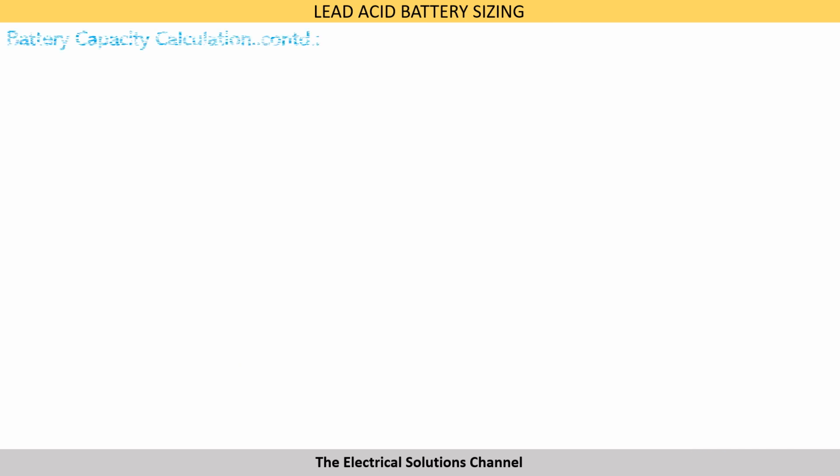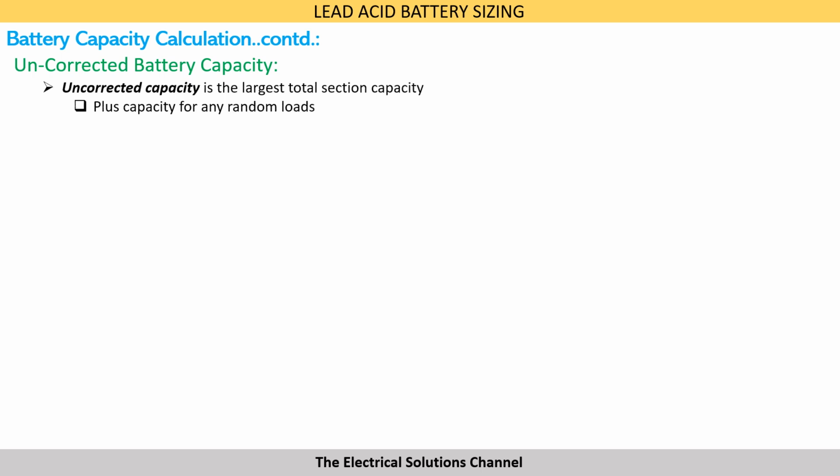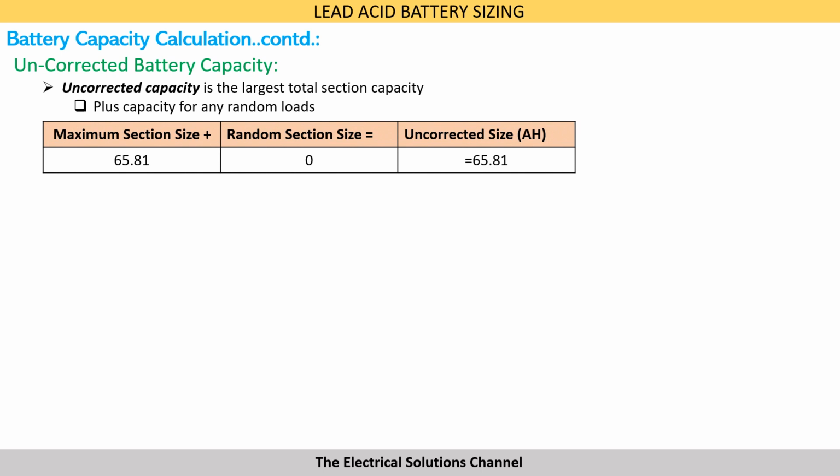Once the largest section capacity has been calculated, we can add any random load to arrive at the uncorrected battery capacity. As we do not have any random loads in our example, the uncorrected battery capacity in our example is the capacity of the fourth section, which is equal to 65.81 ampere hour.